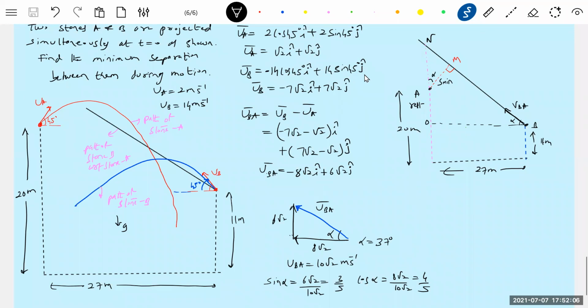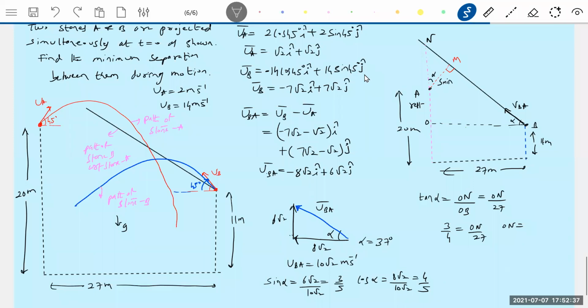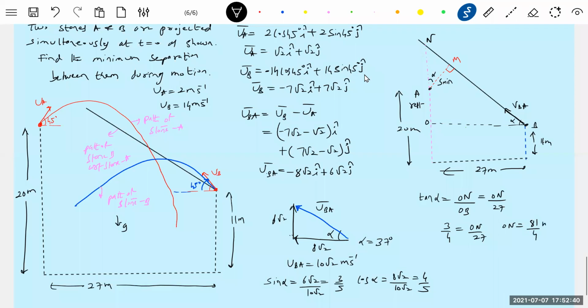So I'll do one thing. I'll take help of tan alpha equal to ON by OB. ON is unknown. OB is 27. Tan alpha is 3 by 4. So I got the value of ON: 27 times 3 is 81, so 81 by 4. Okay, can we calculate the AN?